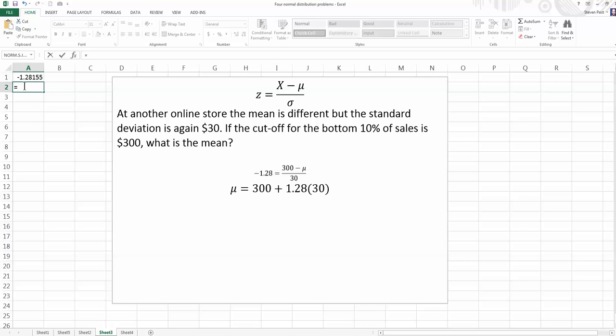And plug that into Excel to find out what it actually is. We get $338.40. So if $300 is in the bottom 10%, then the mean must have been $338.40. So that's if you don't know the mean. Last problem.